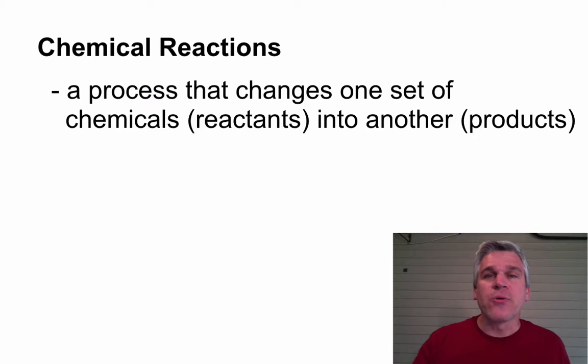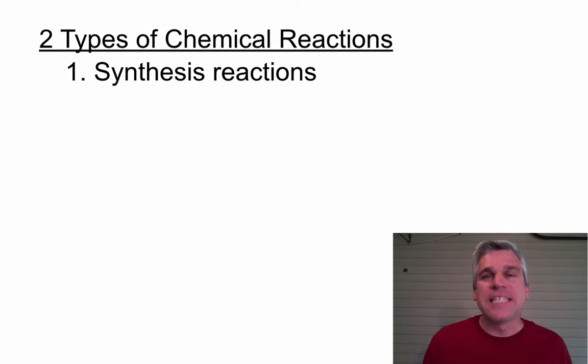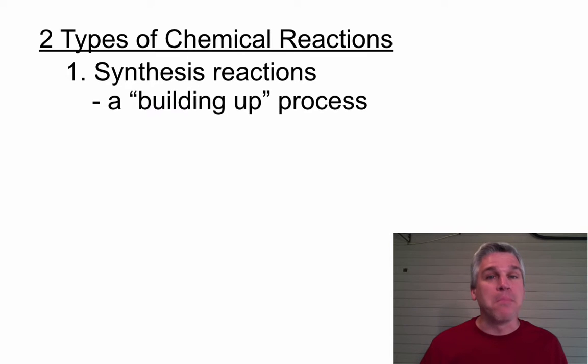Now all of these chemical reactions that are taking place, we can break them down into just one of two types. The first type are called synthesis reactions. Now to synthesize something means to make. So this is a building up process.